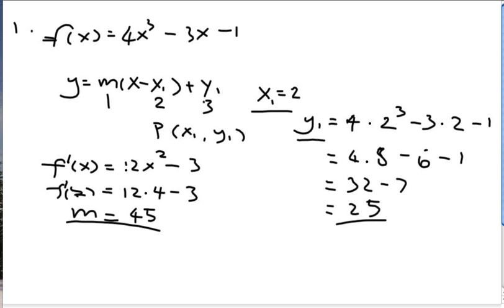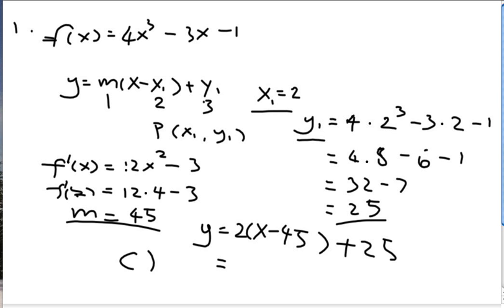We put these three elements into the standard form, and we get 45 times (x minus 2) plus 25. This will give us the answer C: y equals 45x minus 65. Alright, let's move on.